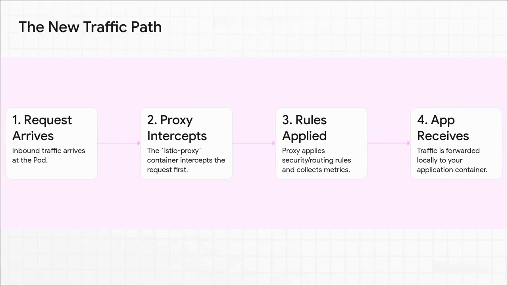So here's the key takeaway, right? Your app is no longer talking to the outside world directly. A request comes in, it hits the pod, but before it can get to your app, whoop, the Envoy proxy grabs it. It checks the rules, maybe encrypts some things, gathers some metrics for you, and only then does it pass the traffic over to your app on localhost. And the craziest part? Your application has no idea any of this happened. It just thinks it's getting a normal request from its own little world.